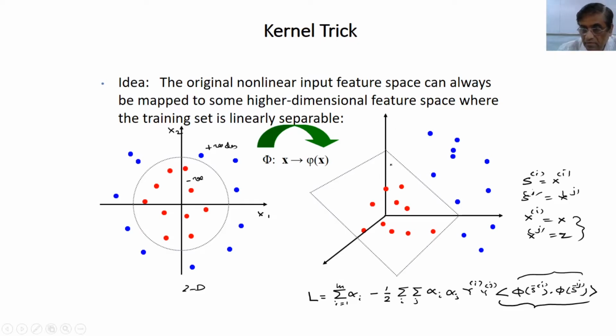And if you ask whether it is always possible to find such a feature space, the answer is yes. Using Mercer's theorem, it can be proved that we can design a higher dimensional feature space where the data which are not linearly separable in lower dimensional feature space will be linearly separable. Okay. So that is the idea.